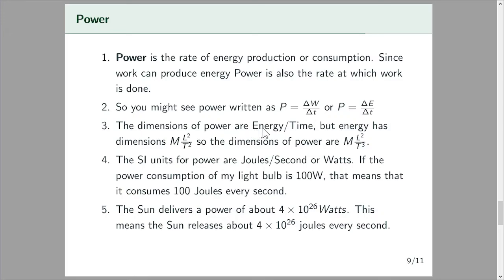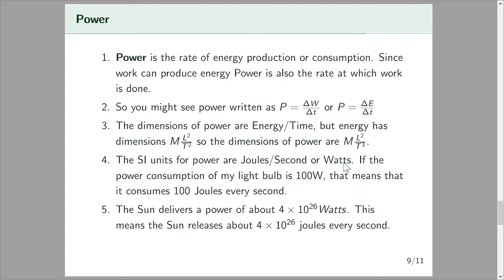The dimensions of power is energy over time, but energy has dimensions of mass times length squared over time squared. We've kind of been through this already. But to get to power, I have to take those energy dimensions and divide it by time, and that means dimensions of power are mass times length squared over time cubed. So those are dimensions for power. The SI unit, or when I was a kid we called it the metric system, but the SI, the International System of Units for Power, are joules per second, also known as a watt.